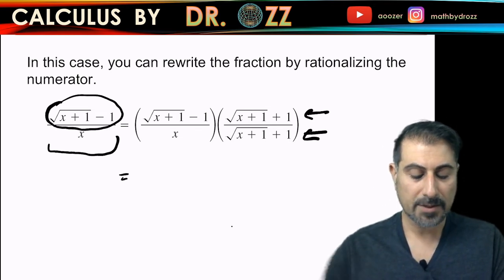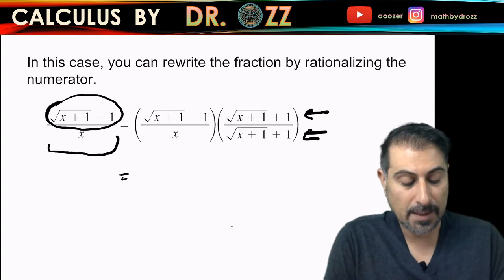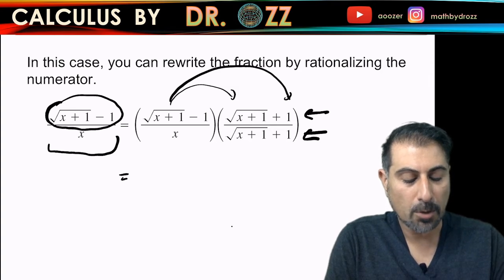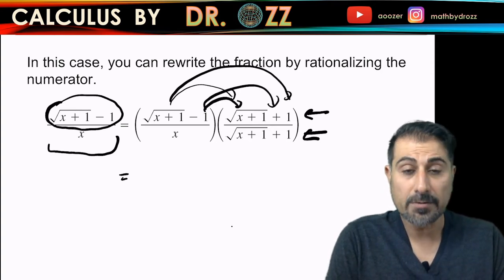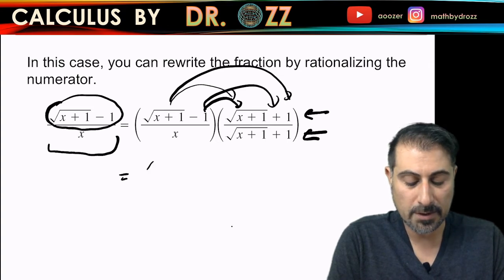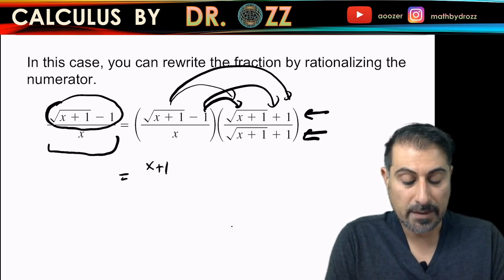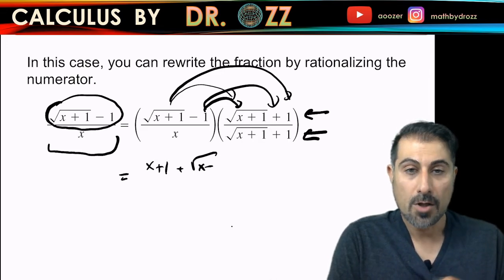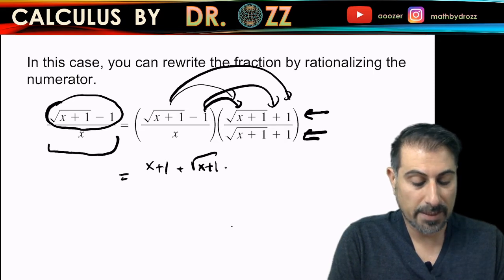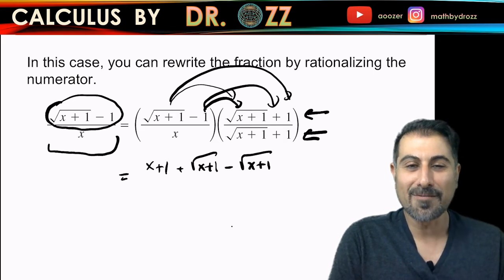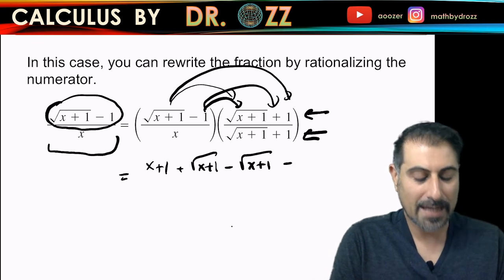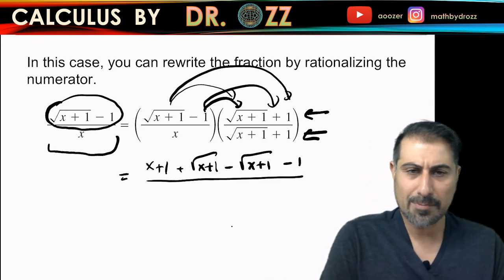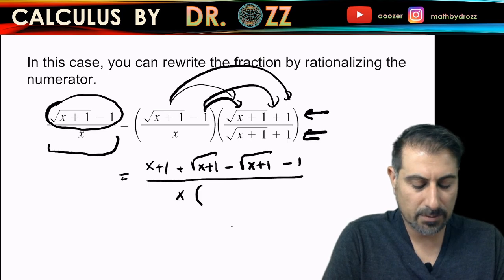Let's see what happens. Radical x plus 1 minus 1 times radical x plus 1 plus 1. We're going to do term by term multiplication. Radical x plus 1 times radical x plus 1 is x plus 1. Radical x plus 1 times 1 is radical x plus 1. You have minus 1 and radical x plus 1, so that's minus radical x plus 1. And finally, you have minus 1 times 1, that's minus 1. In the bottom, you don't need to expand it all the way, just keep it as is. If you need, put everything in parentheses.